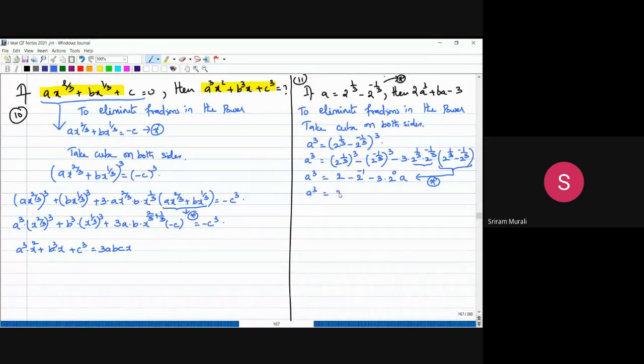Therefore, what is the answer? A cube is equal to 2 minus 1 by 2 minus 3a. So take LCM. A cube is 4 minus 1 minus 6a divided by 2. 2a cube is equal to 3 minus 6a. So 2a cube plus 6a minus 3 is equal to 0. Is that clear? Yes, sir.